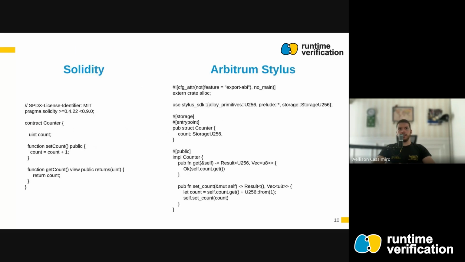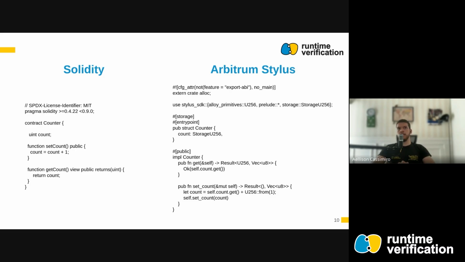So just for an example of an Arbitrum Stylus smart contract in comparison to a Solidity one, this is the traditional, the easiest, introductory counter smart contract. You can see on your left the Solidity version of that smart contract, and the equivalent version of it in Arbitrum Stylus. Of course, it seems a little bit more lengthy, but you have to take into account the expressivity of Rust.